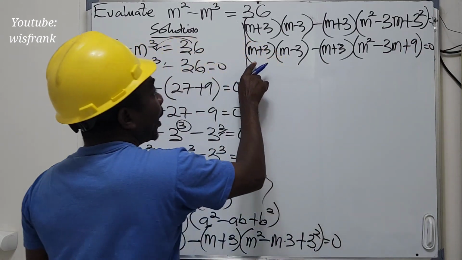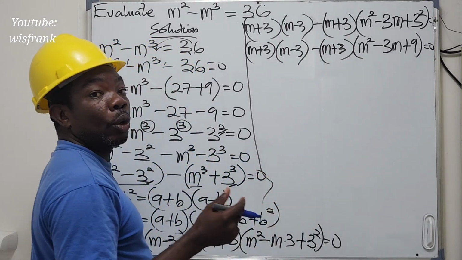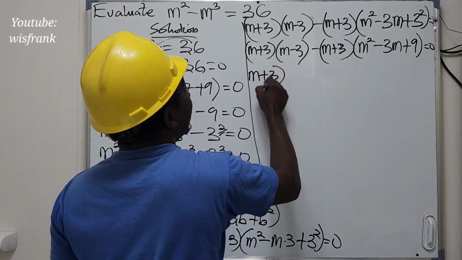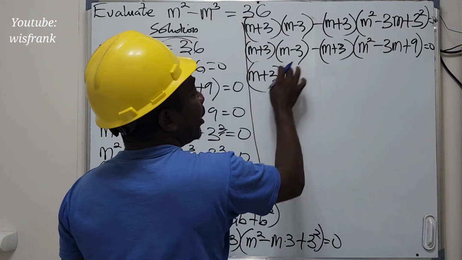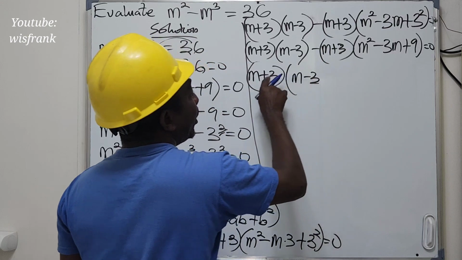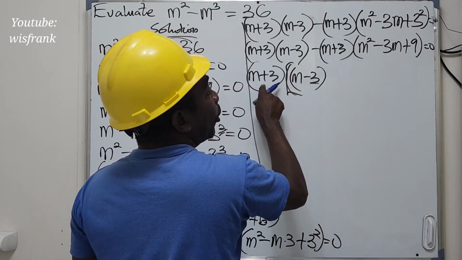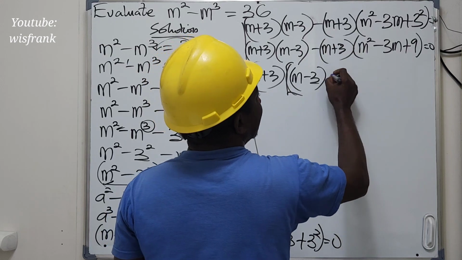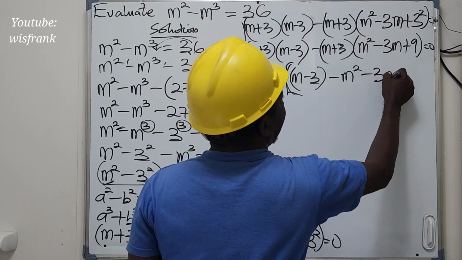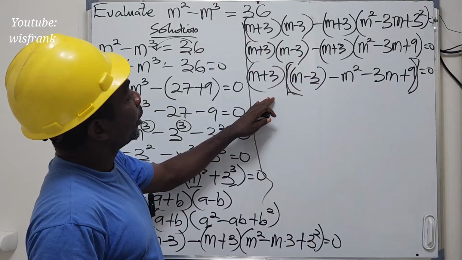equals to 0. We can see that we have m plus 3 here and m plus 3 here. So they are common. We can factor it out. So this will become m plus 3, then into, when we divide the whole of here by m plus 3, we have m minus 3. Dividing the whole of here by m plus 3, we have minus m to the power of 2 minus 3m plus 9, all equals to 0.